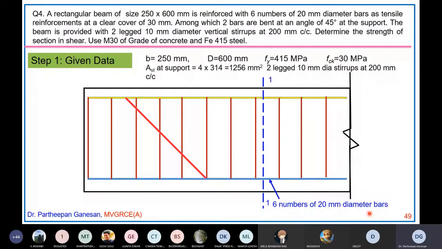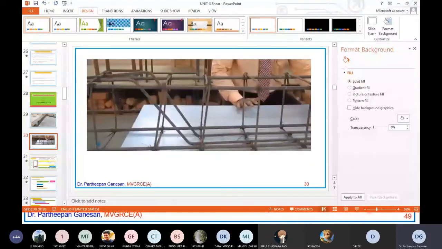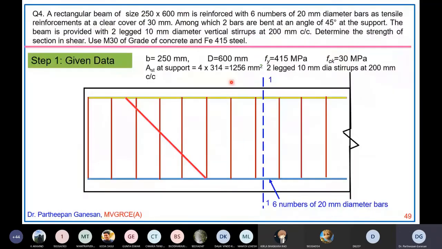So at this section, you have 6 numbers of 20 mm diameter bars. Instead of 4, we have 6 at this place, out of which 2 are taken to the top, so the remaining will be here. If you take shear reinforcement, only stirrups are there. I am telling about shear reinforcement. So shear reinforcement is only stirrups at section 1.1.